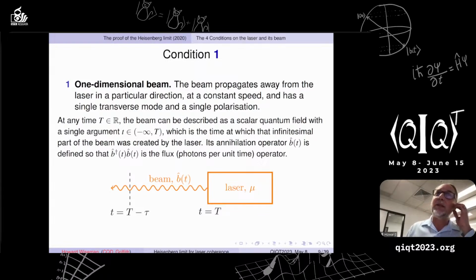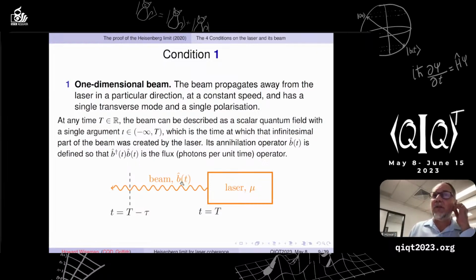What that means is that the whole beam can just be described by a set of operators parameterized by some real parameter, T. And B of T is some type of annihilation operator, and we're going to normalize it so that B dagger B is the operator for the flux of photons. The photons per unit time operator is B dagger B.